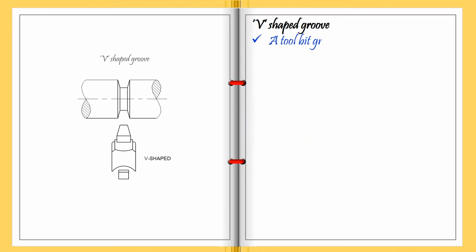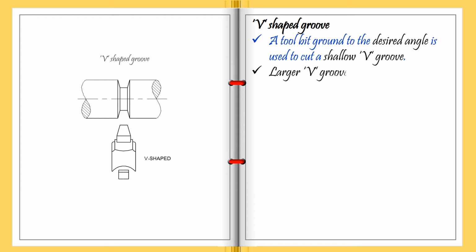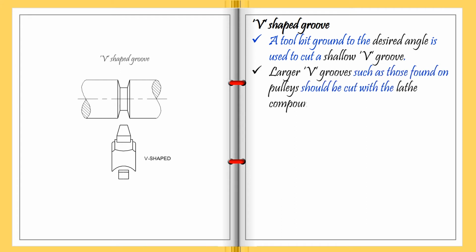A tool bit ground to the desired angle is used to cut a shallow V-groove. Larger V-grooves, such as those found on pulleys, should be cut with the lathe compound rest to form each face of the groove individually.